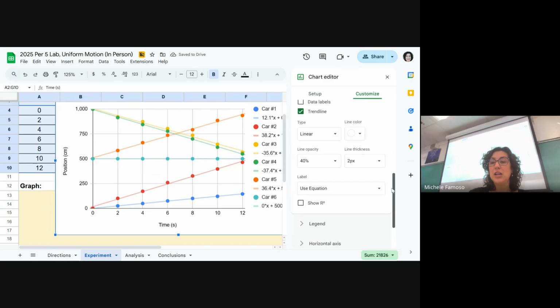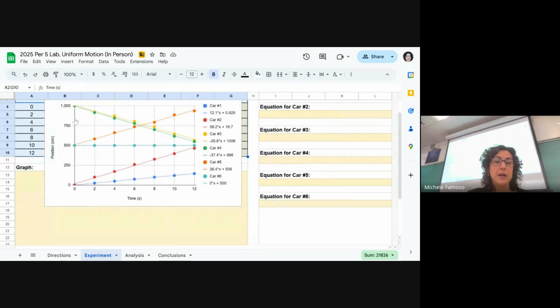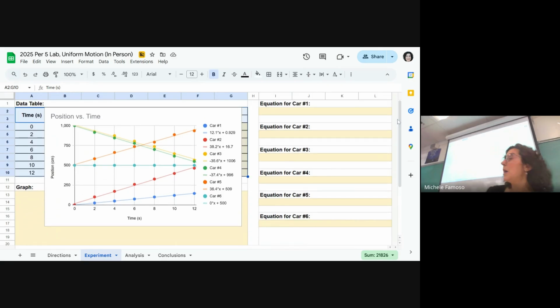We are now done customizing. So you can close your chart editor, and this is what we should see. Let me make this a little smaller so it shows up on the entire screen. There we go. Your graph should look like mine. We should have all the same points.